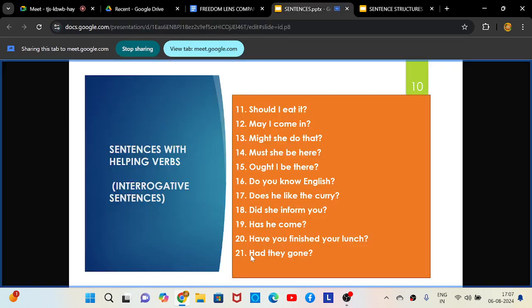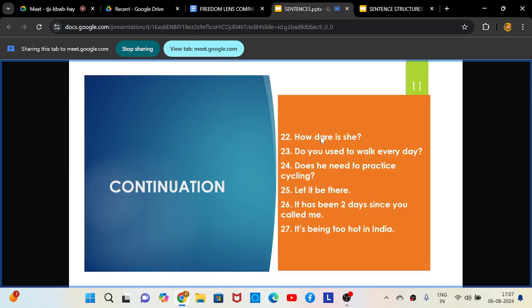Okay, fine. Next is had they gone. So had is a helping verb. Now moving to how. How dare is she? How dare. Dare is a helping verb that we use very rarely. It's very barely used. How dare is she? என்ன தைரியம் வேணும் அவளுக்கு? Dare.